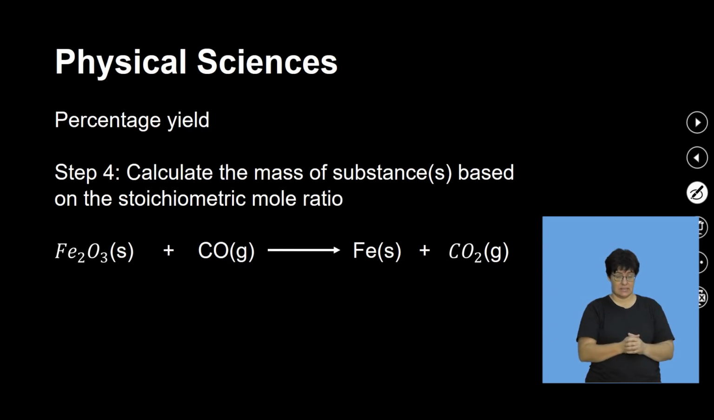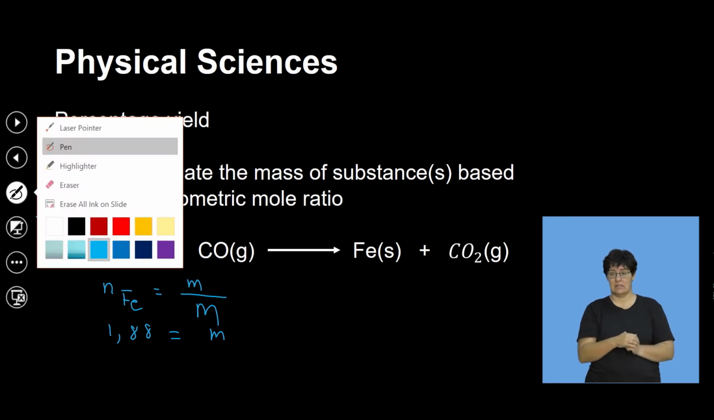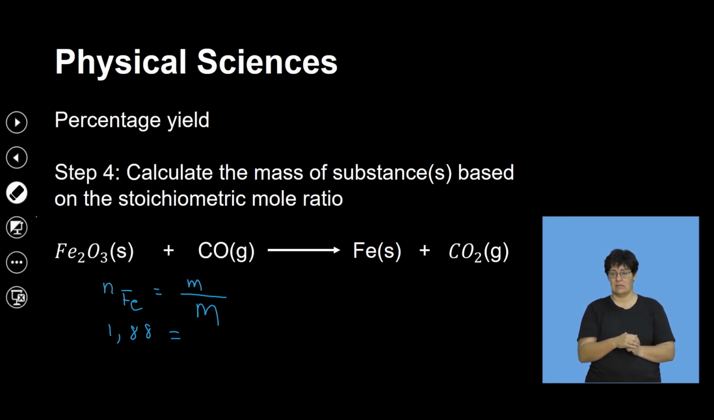What is the next step after that? We want to calculate the mass of the substance based on the stoichiometric ratio. We know that the number of moles of iron is equal to the mass of the iron that will be formed divided by the molar mass, right? So what do we have now? We've got the number of moles, which is 1.88. This is equal to the mass, which is what we have to get at the end, the mass of the iron formed, divided by the molar mass of the iron.